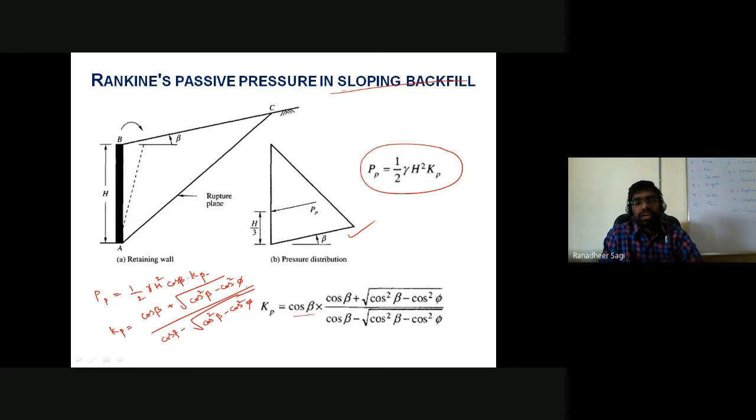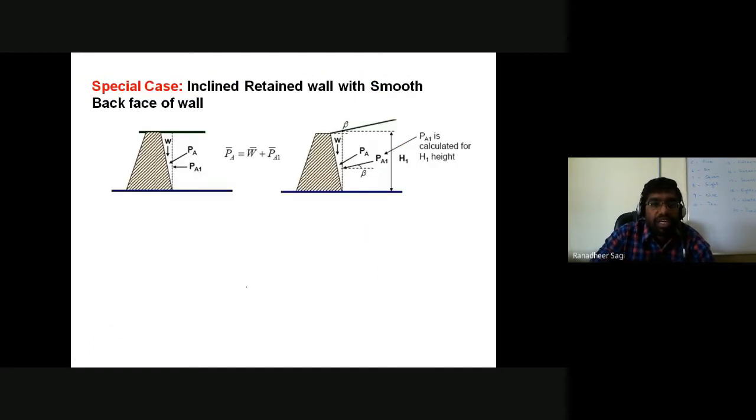That's how I can go on to calculate your resultant thrust in the case of the active state or passive state with an inclined backfill condition. And you would also come across various other conditions like, let's say, your retaining wall.